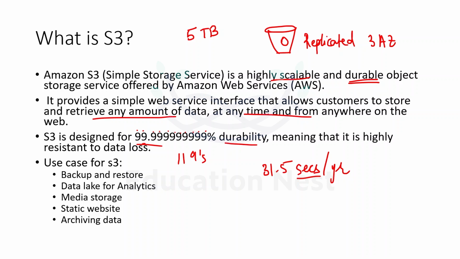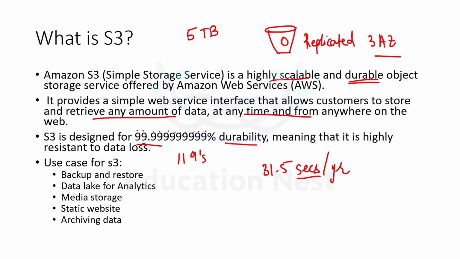This requires redundant hardware, software, and network infrastructure to minimize the risk of failures and to ensure continuous operations. As I already said, our data is replicated in 3 AZs, and that's how S3 can achieve this 11 nines of availability, or say durability.